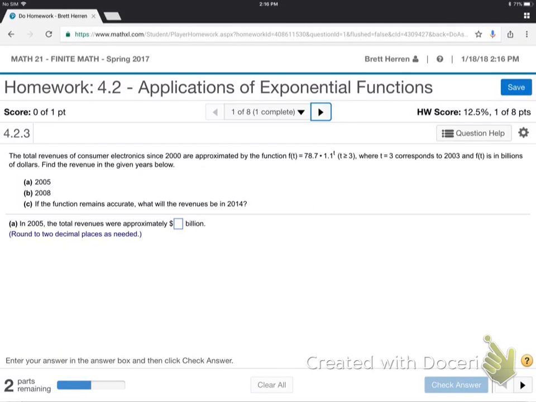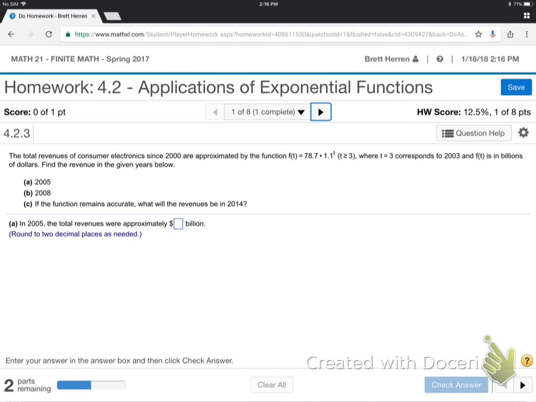Okay, so here we go, 4.2. So first question. I don't know if you can read that. I couldn't make it bigger. It would have gone off the screen. I'll read it for you. Total revenue, consumer electronics of 2000 approximated by the function. I'll write that out. Where t corresponds to 2003 and f(t) is in billions of dollars. Find the revenue given the year.